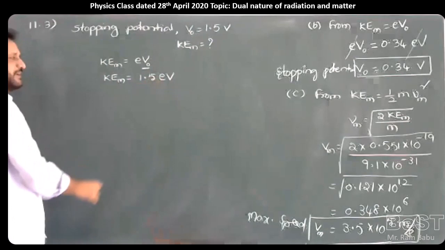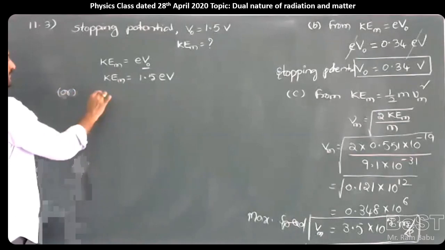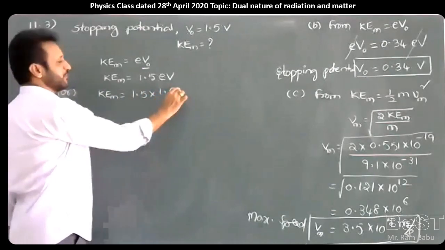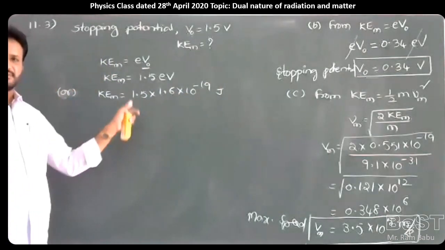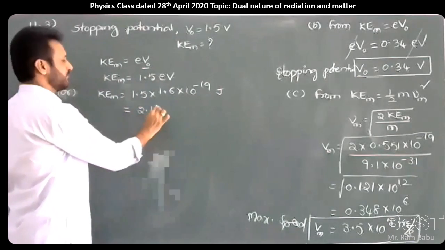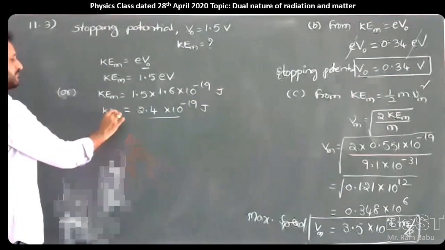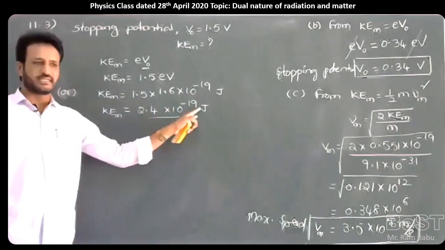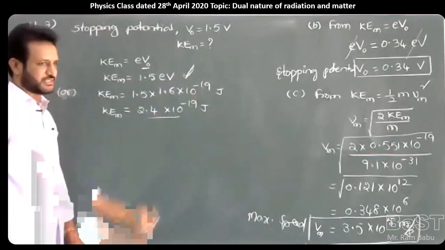If you want to get the same value in joule, how to calculate? KE maximum equals 1.5 into 1 electron volt, which is equal to 1.6 into 10 power minus 19 joule. So 1.5 into 1.6 into 10 power minus 19 gives 2.4 into 10 power minus 19 joule. That is the answer. In the SI system, 2.4 into 10 power minus 19 joule is the correct answer. If you want electron volt, 1.5 electron volt is also correct. That is only a simple question.